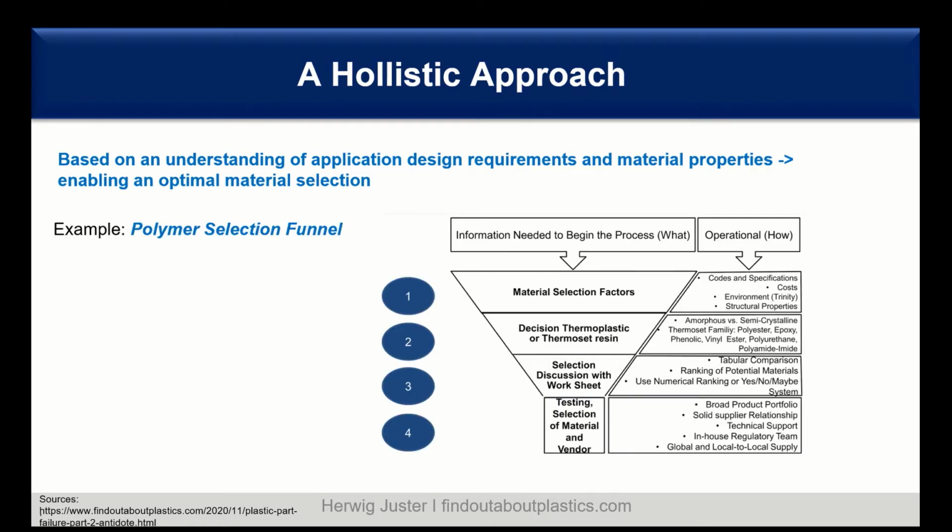There are different processes in material selection, and for example here I've shown the polymer selection funnel which I have created and which consists of 4 steps, where we start with the material selection factors, then decide on thermoplastic or thermoset resin, and then there is a detailed selection discussion with worksheets, and in the 4th step the testing selection of the material and the vendor.